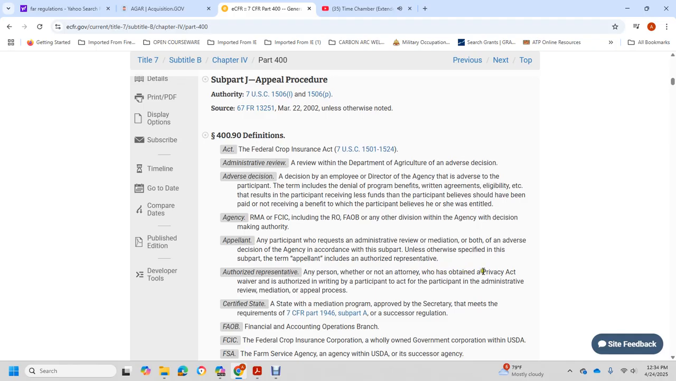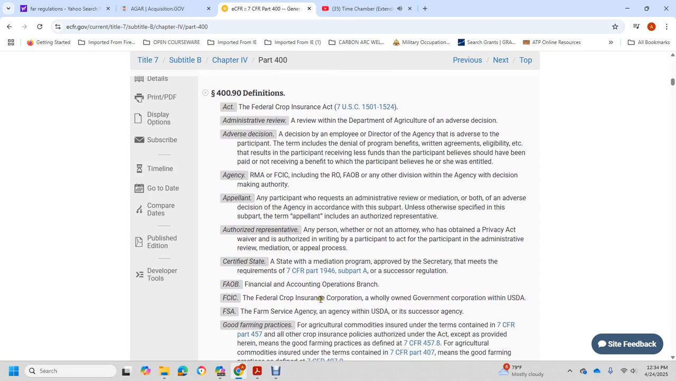not an attorney, who is obtained, provided under the Privacy Act for the waiver of the authorizing writing of the participation. Administrative review, mediation, and actual appeals process. Certified state mediation program: approved by the Secretary that meets the requirements of Title 7 Part 1946, Subpart A, or successor regulation.